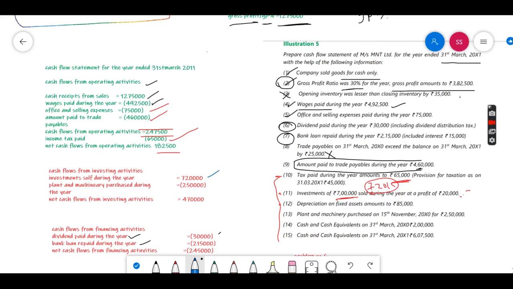And then next one, depreciation on fixed assets. This is a non-cash item, which does not come in the direct method. Plant and machinery purchased on 15th November 2010 for 2,50,000. Anything related to assets belongs to investing activity, right? So 2,50,000 cash outflow. Next one, cash and cash equivalents at the beginning and end. So that's it. Let's close the investing activities. 7,20,000 minus 2,50,000, you will get 4,70,000, a positive figure. And then financing activities.